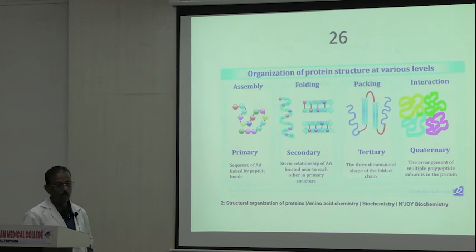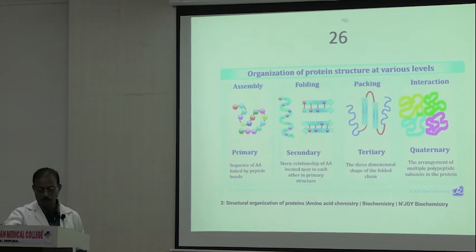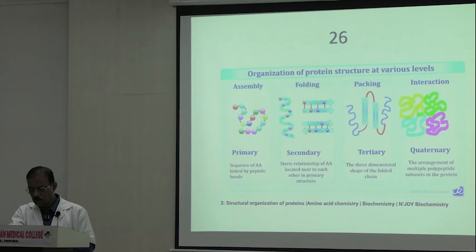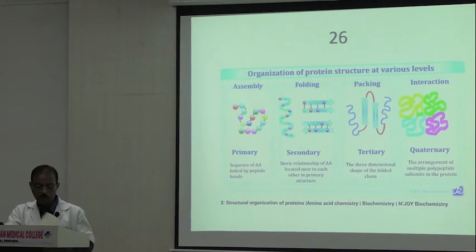The hydrogen bond is between the carboxyl group of the first amino acid and the nitrogen of the fourth amino acid. The stability of the helix is given by hydrogen bonds, electrostatic bonds and van der Waals forces.